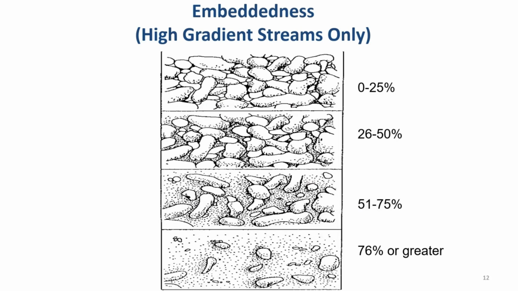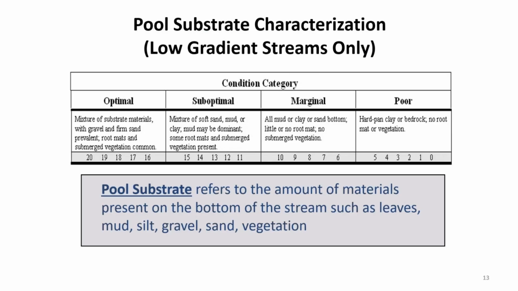So if it's 0 to 25%, you're seeing the rocks and cobbles. As you get more, you can see that there's just silt in between instead of being able to see the outlines of the rocks. I'm going to skip over the low gradient section.